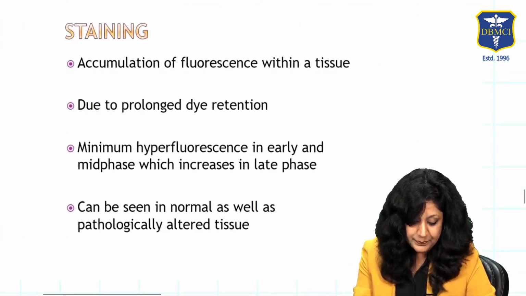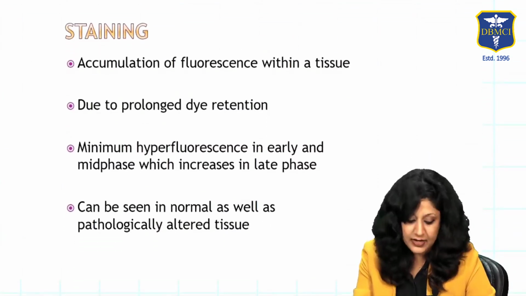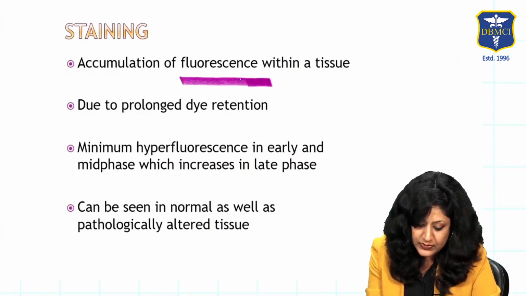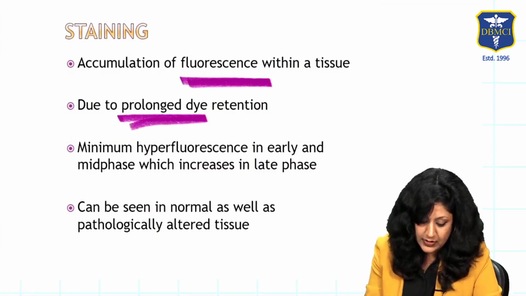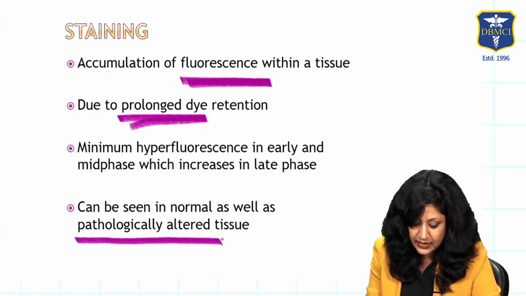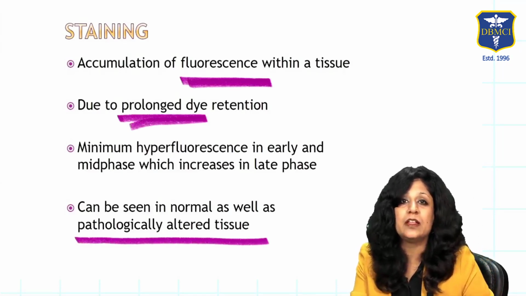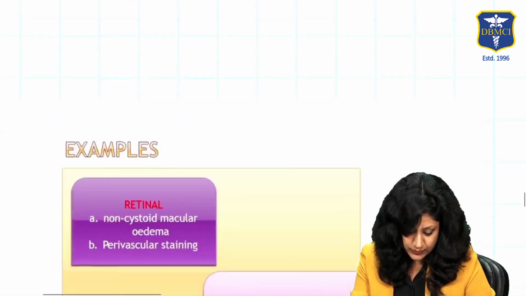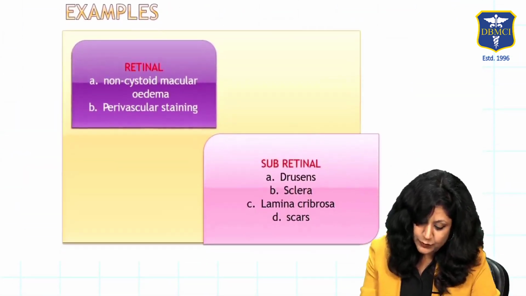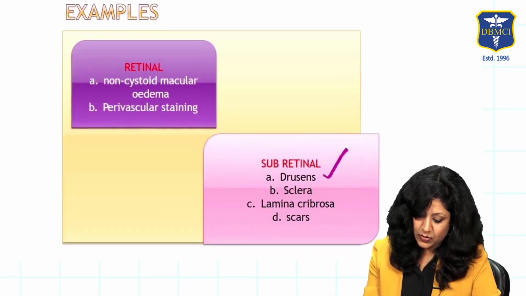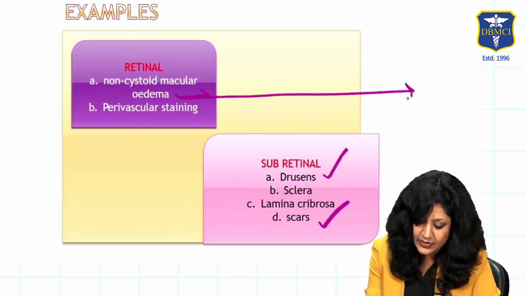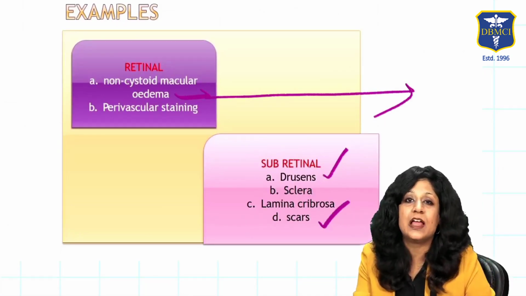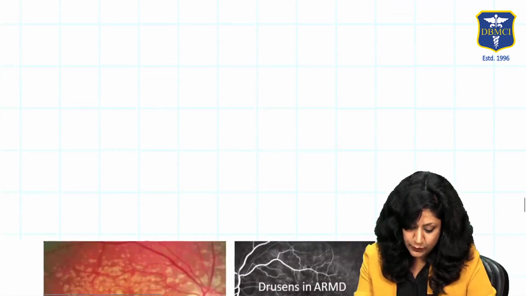Now staining. Why is there more of staining? When there is more of fluorescence. Why is there more of fluorescence? Due to prolonged dye retention. Now, why is this occurring? This is occurring in the altered tissue. It can be occurring in the normal as well as the altered tissue. For example, if you have drusens, okay, or you have scarring, or you have other areas where you have the edema. So, in all these cases, you will have more of pooling of the fluid.